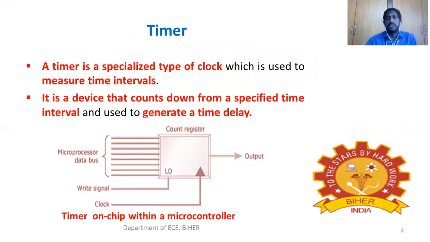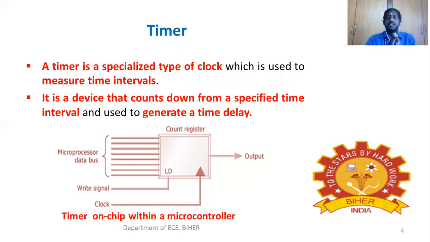Okay. The first one, timer. What is a timer? A timer is a specialized type of clock which is used to measure time intervals. A time interval is fixed. For example, if the time interval is 10, we need to fix the value 10. After that, the timer measures that particular time interval by a countdown process. So it is a device that counts down from a specified time interval and is used to generate a time delay. The practical application of a timer is to generate a fixed time delay. We need to fix the delay time according to the real environment scenario. So the timer works accordingly.